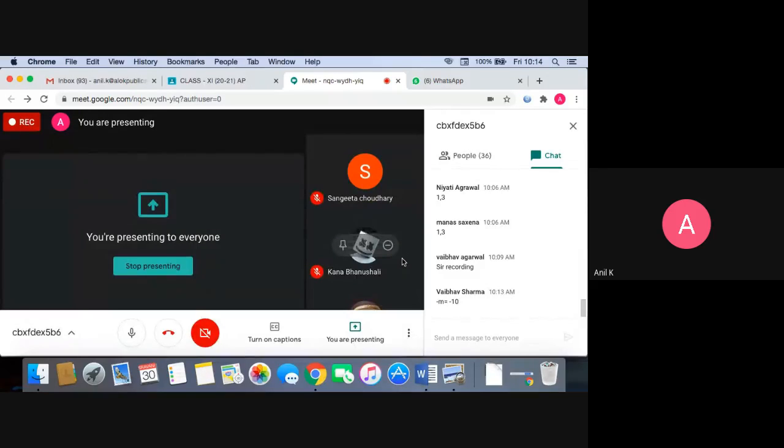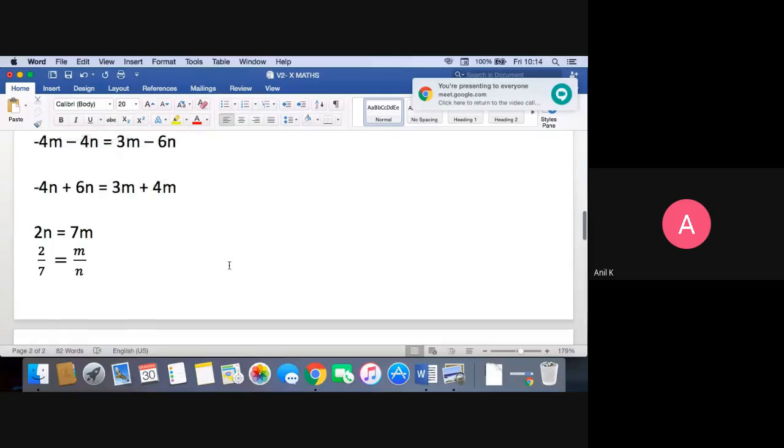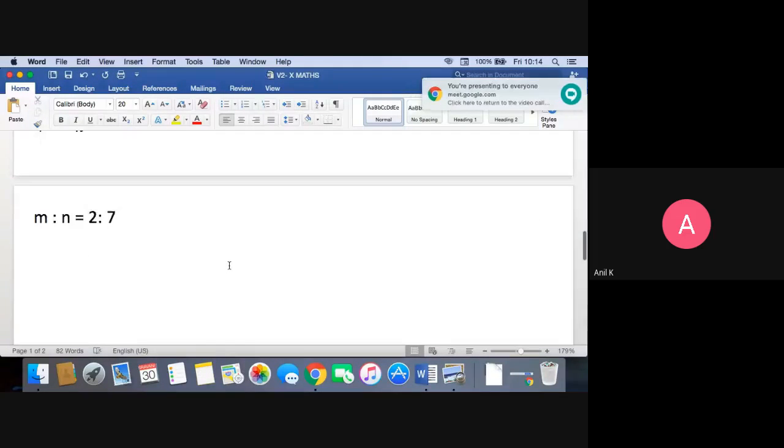M value is -10 by Bosch. No, m is 7. I hope it is clear for everyone.